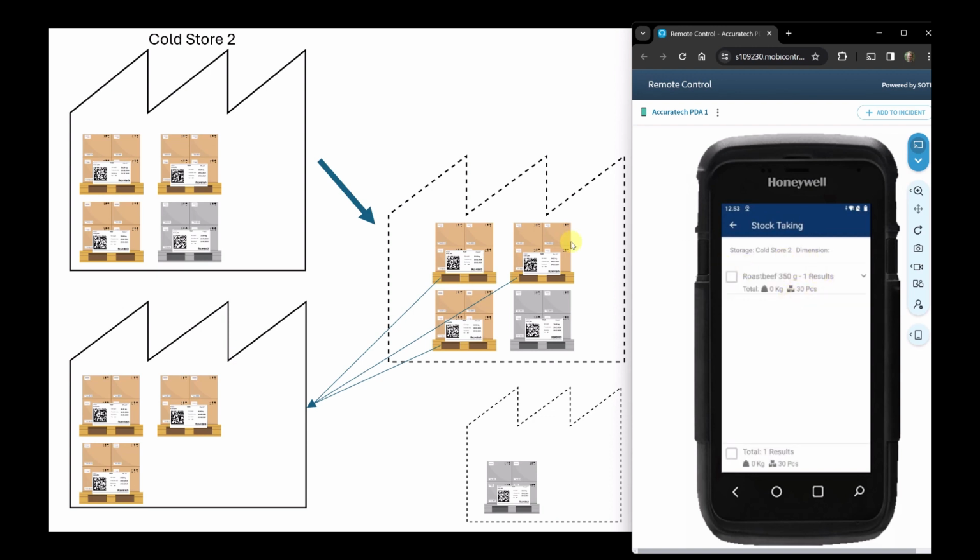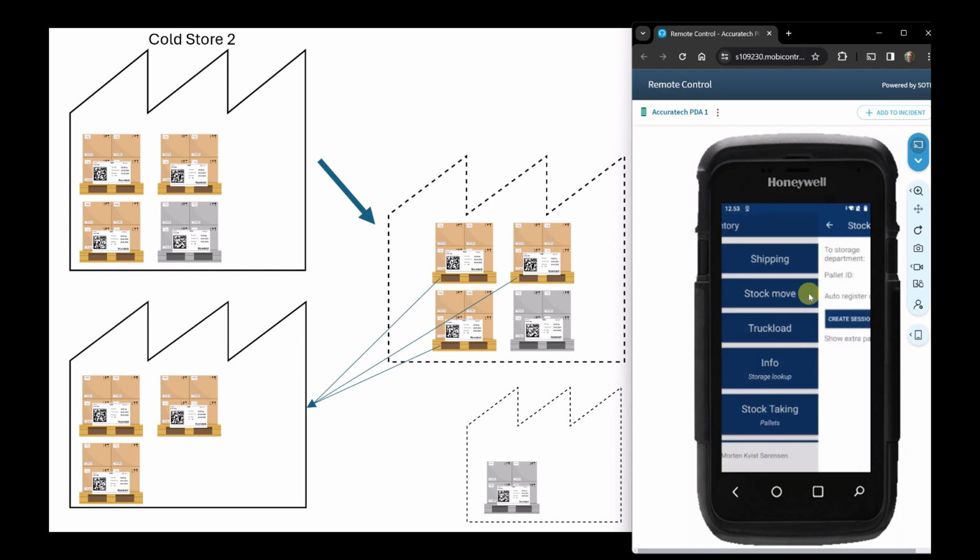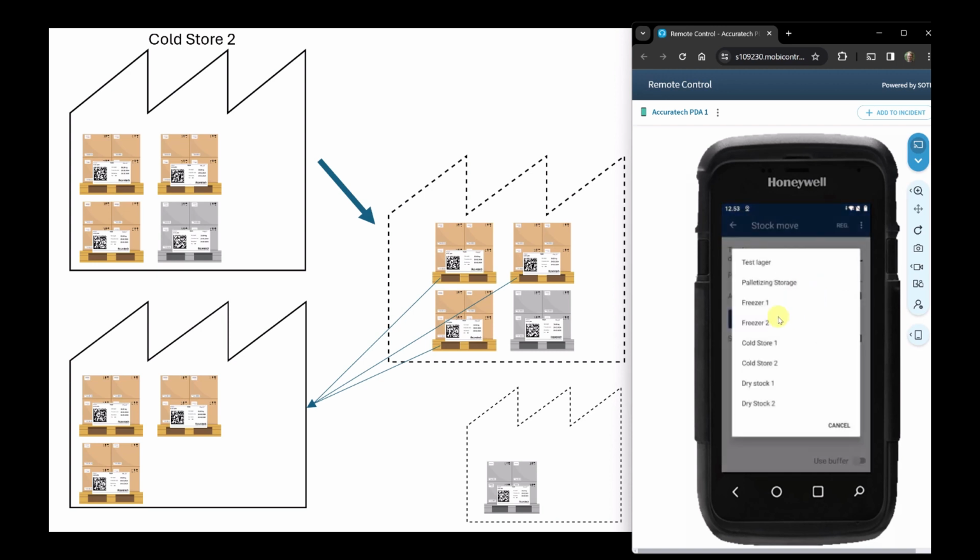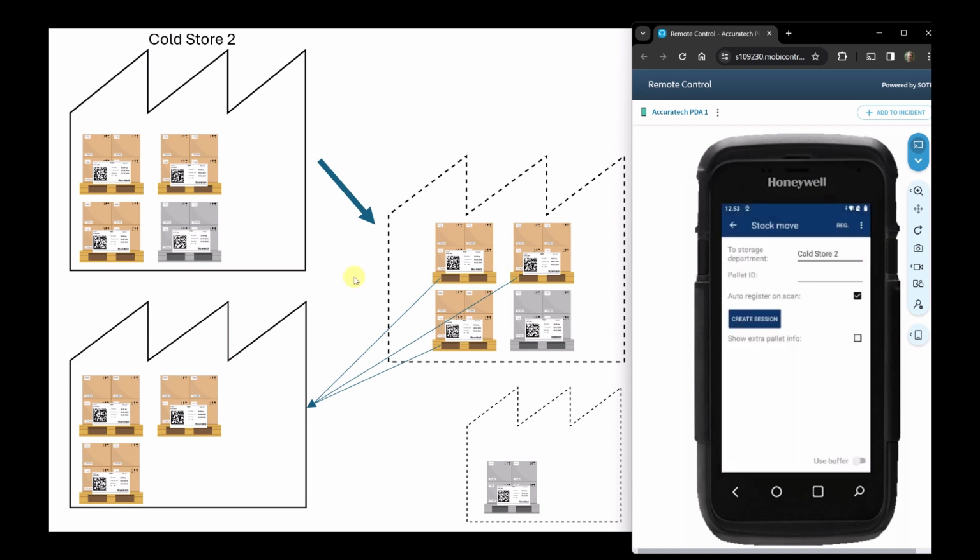Yeah, so you see now the liver pate is gone. So what I have to do now is go back to the stock move and scan these 3 pallets back. So I'm just going to the stock move and select the department, and then I'm going to scan these 3 pallets down here in the left corner. 1, 2, 3. So now these 3 pallets have been scanned back to the correct storage department.